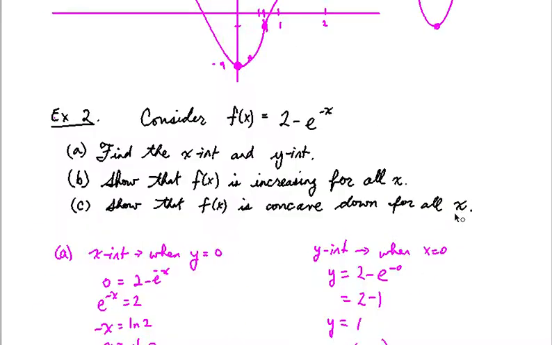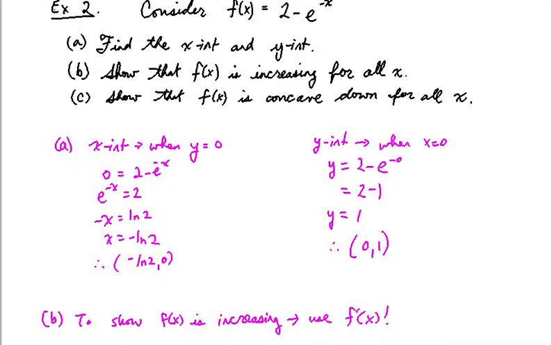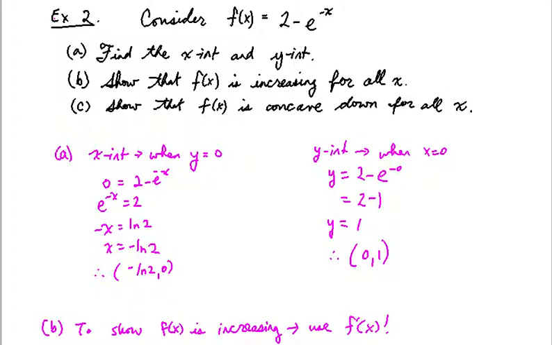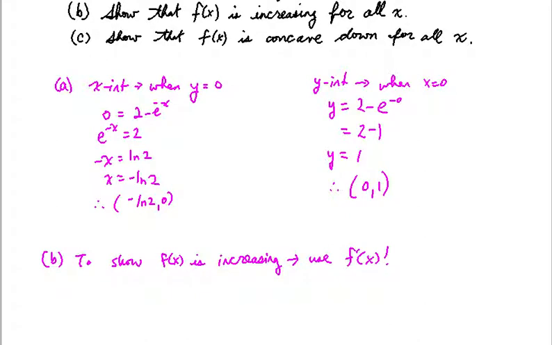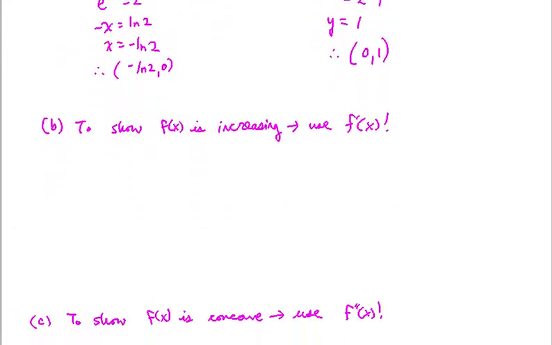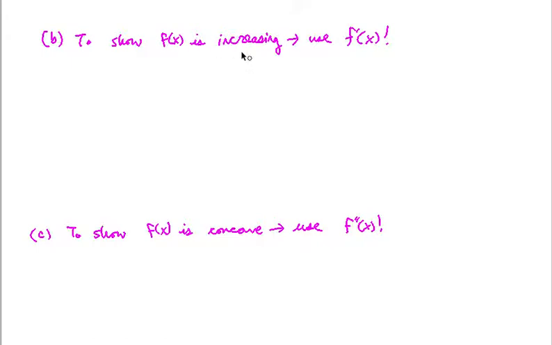Now, the second part of this question was to show that f of x is increasing for all x. All right? And in order to show that an interval is increasing, we have to find f prime of x. Okay, so we're going to use f prime of x to show that f of x is increasing. Well, what was f prime of x?